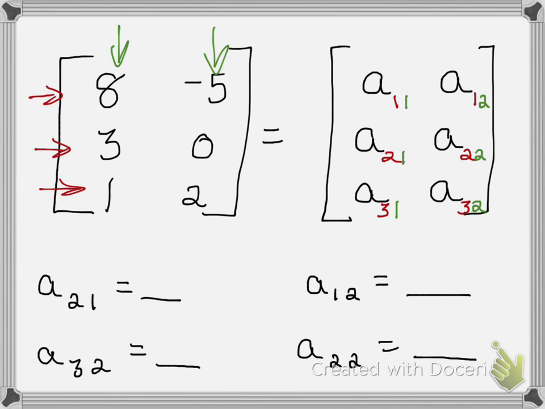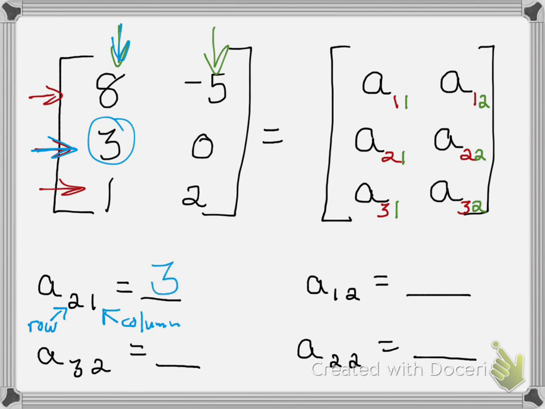So to answer these questions below, the first one is saying A sub 2,1. This is basically saying which one is in row 2, column 1. So I'm going to look at my row 2, this row right here, column 1, and that number is 3. So A sub 2,1 will equal 3.